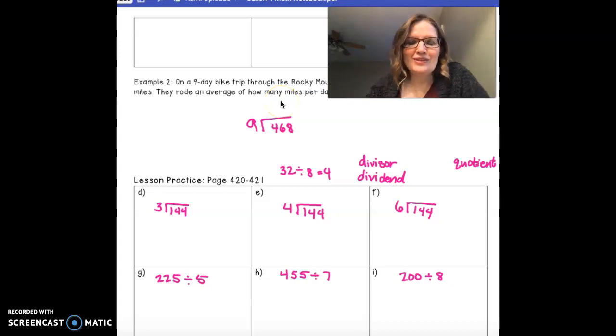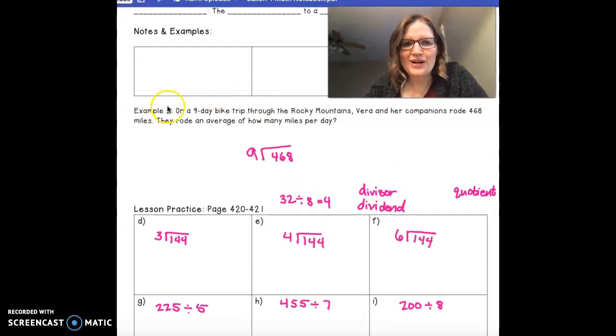Okay, we need to understand what they're wanting in this problem. On a 9-day bike trip through the Rocky Mountains, Vera and her companions rode 468 miles. Wow. They rode an average of how many miles per day? So this is the amount that they rode.